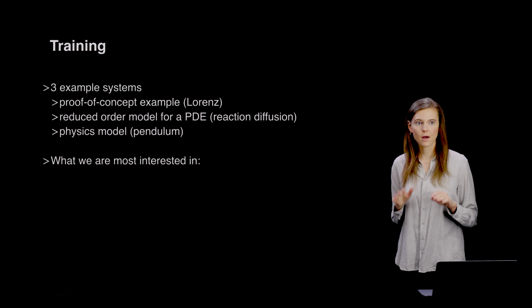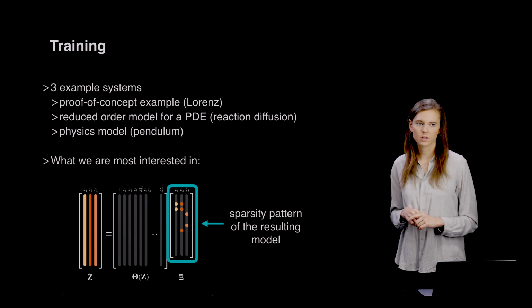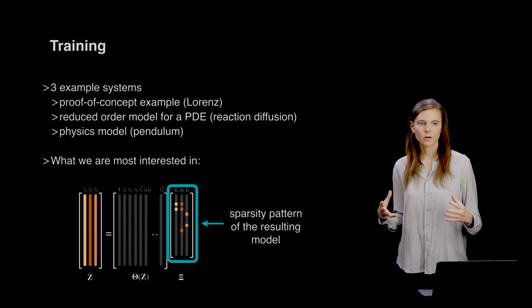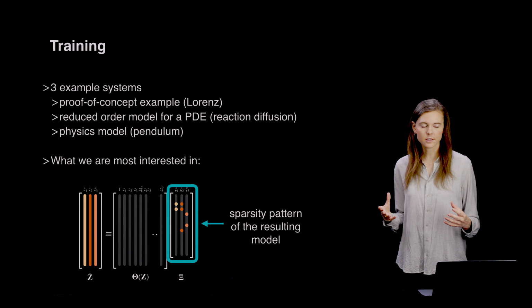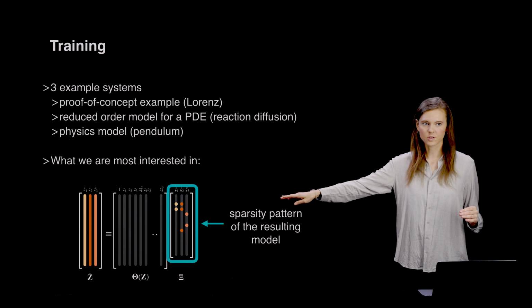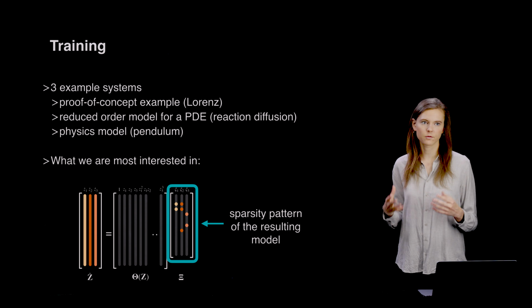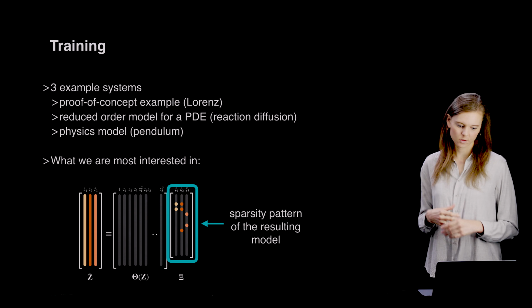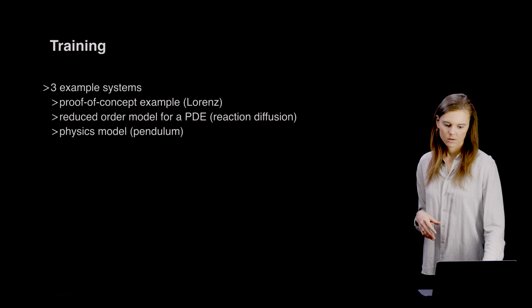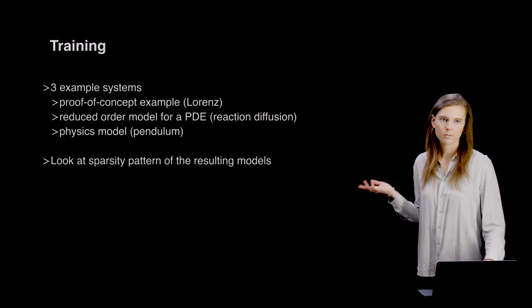So I want to highlight that when we're performing this training and analyzing the results, the thing that we are most interested in is the sparsity pattern of the resulting model. So when I talk about the examples we look at today, the main thing I'm going to focus on is, does the network recover this sparsity pattern or this right coefficient matrix for the SINDy model? Are we able to find the right form of the dynamics? So with that in mind, we're going to look at the sparsity pattern of the resulting models for all of these example cases.